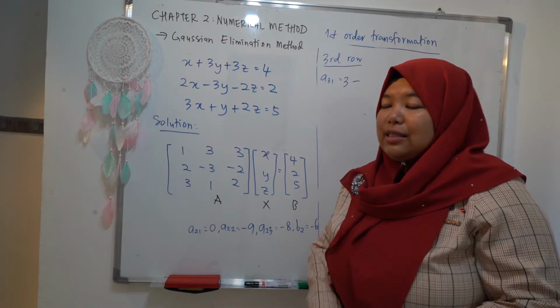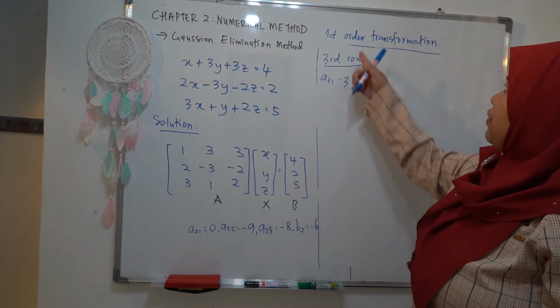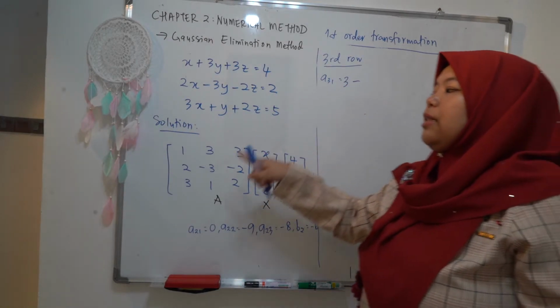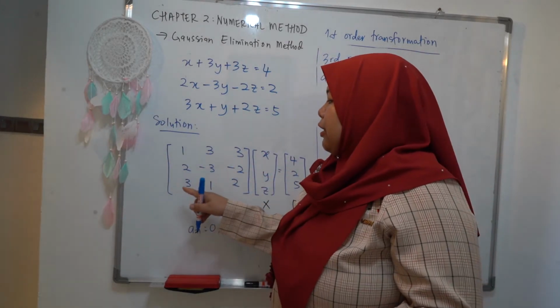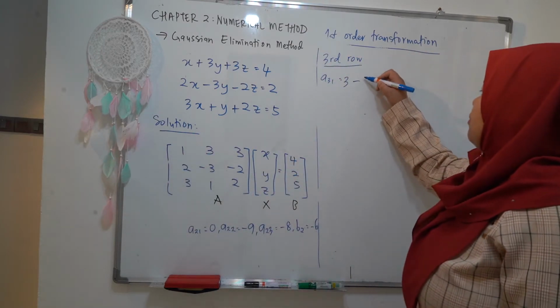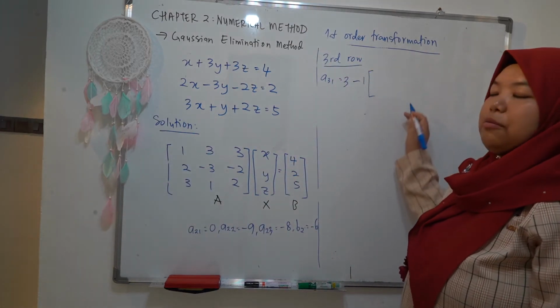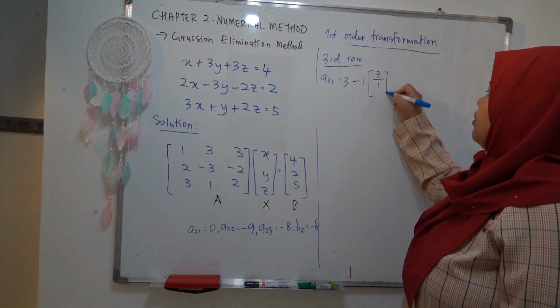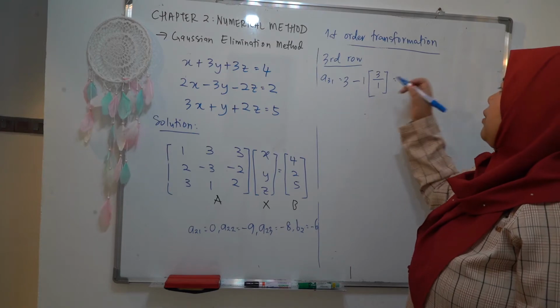The answer is, because we apply first order transformation, we have to minus the number in the first row. So I have to minus 3 minus 1 times, I take back the number, 3 over 1. So over here will be 0.